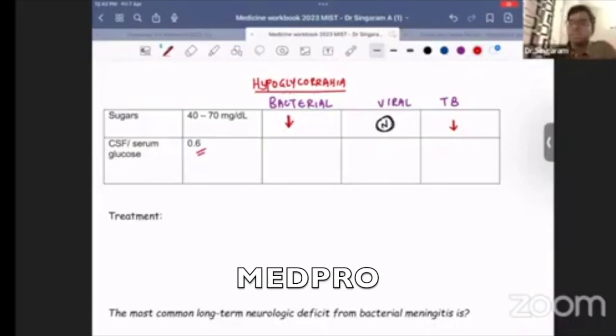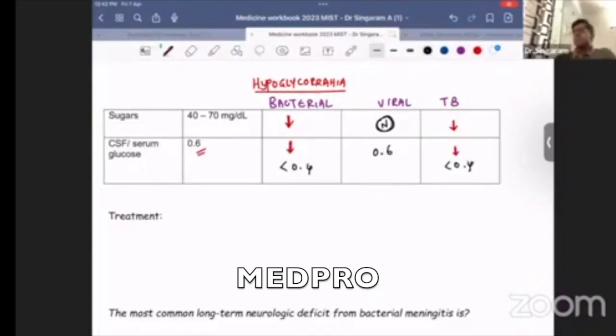In bacterial meningitis, what is happening? The level of glucose in the CSF is decreasing. So what do you think will happen to this number 0.6? Will it be normal or increased? Obviously, CSF glucose is decreased, so the number also will be decreased. It will be low, and you want to remember it with a number: it is less than 0.4. The same will apply for TB also, because in TB the CSF glucose level is decreased too. It will be less than 0.4. Whereas in virus, it is not going to be affected. It will be the normal one, 0.6 only. Are you able to understand this? So just make a note of it.